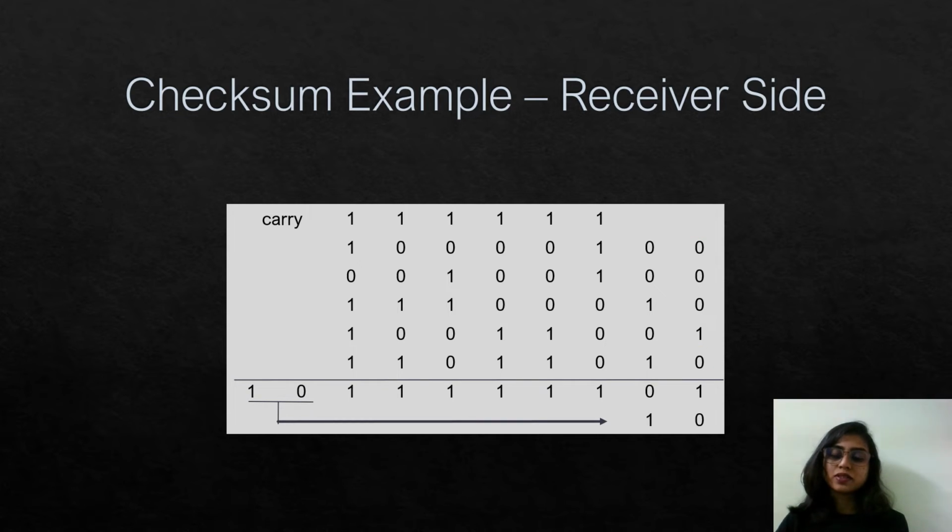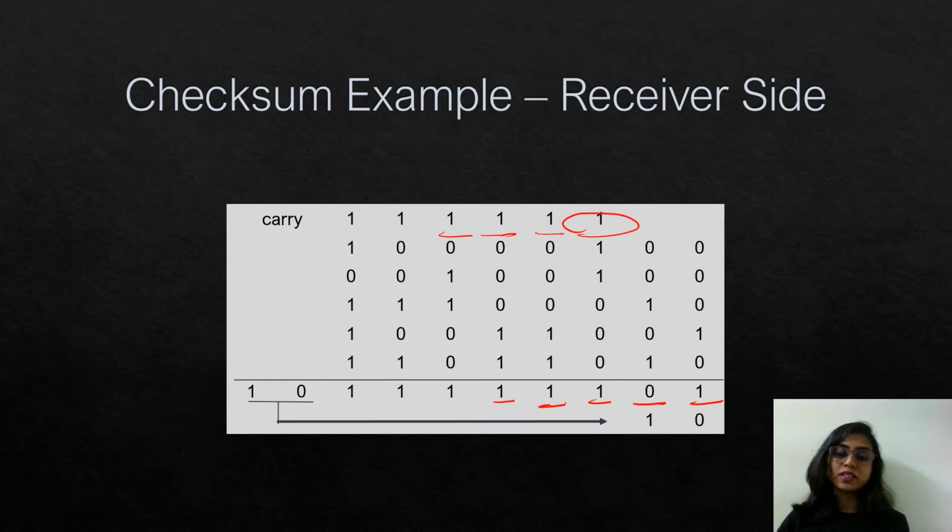0 plus 1 plus 0 is 1. 0 plus 1 plus 1 is 10, so 0 is written here and 1 is taken as the carry. 1 plus 1 plus 1 plus 0 is 11, so 1 is written here and 1 is taken as the carry. 1 plus 1 plus 1 is 11 again, so 1 is written here and 1 is taken as the carry. Again it is 3 ones, so again it is 11, so 1 is written here and 1 is taken as the carry.